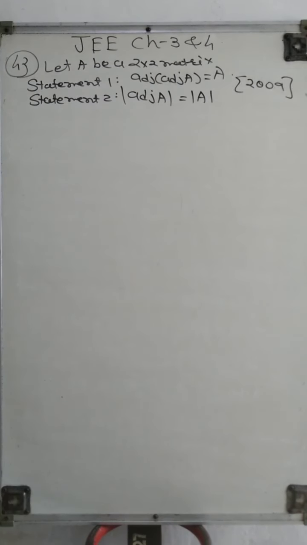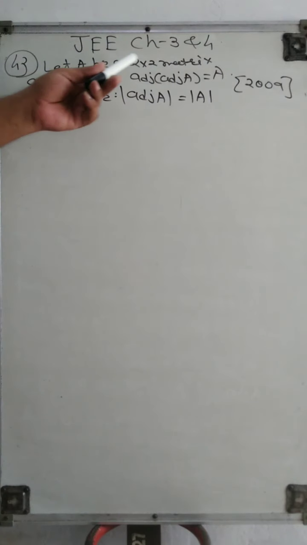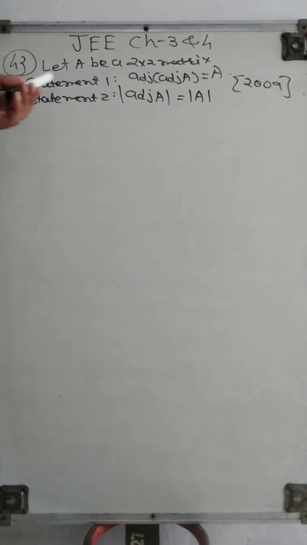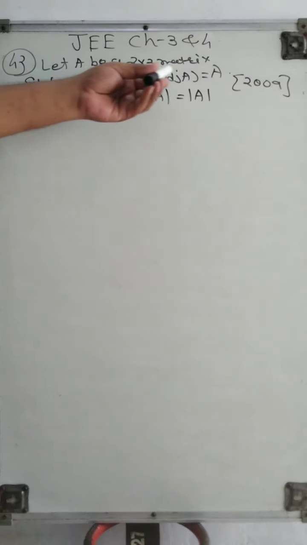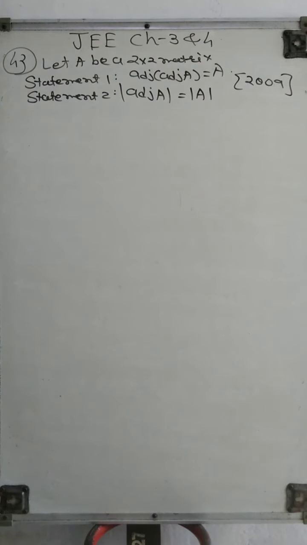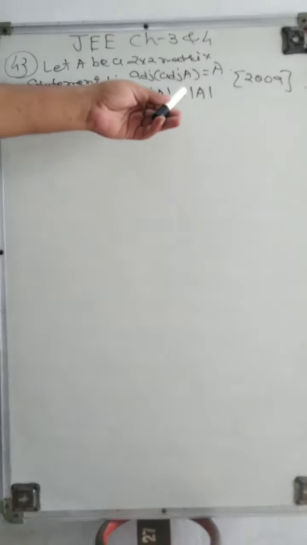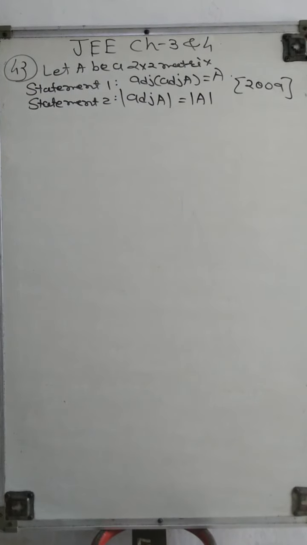Okay, next, question 43. Let A be a 2 by 2 matrix, meaning a matrix of order 2. Statement 1: Adjoint of A is equal to A. Statement 2: Determinant of adjoint of A is equal to determinant of A. This was asked in 2009.